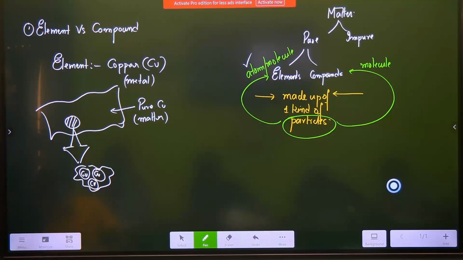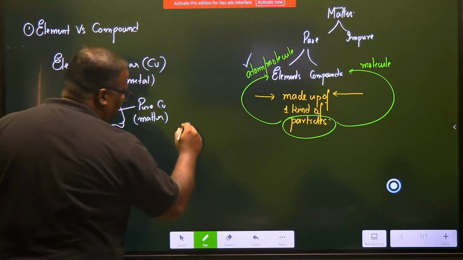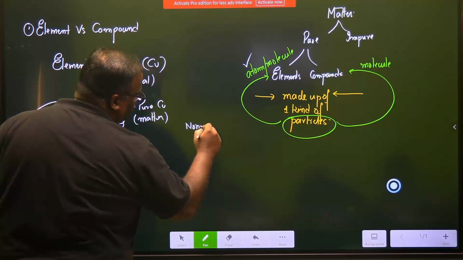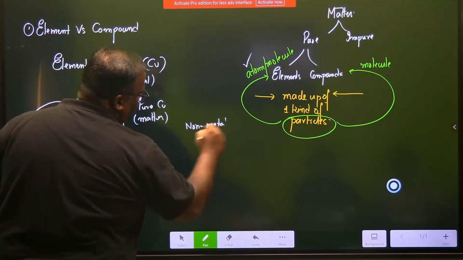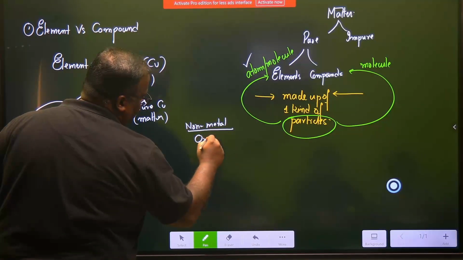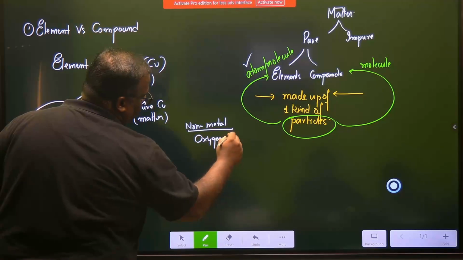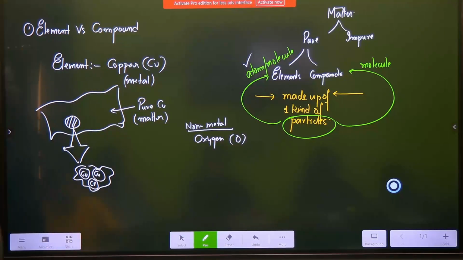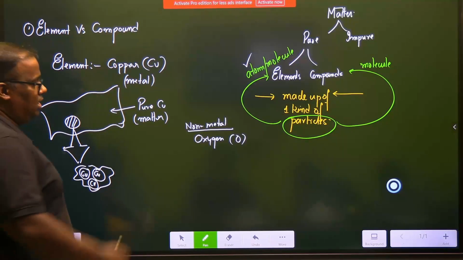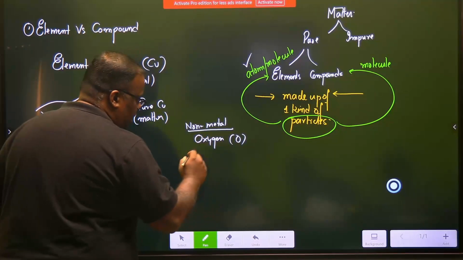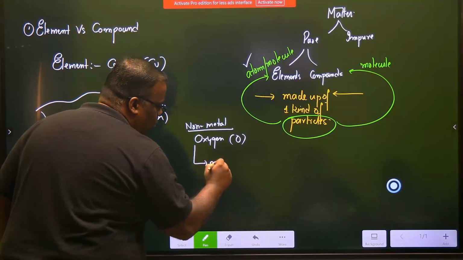Right? Let us take our second example of a non-metal. And the non-metal we are taking is oxygen, represented by the symbol O. Right? Oxygen that you find in the atmosphere is actually found in molecular form.